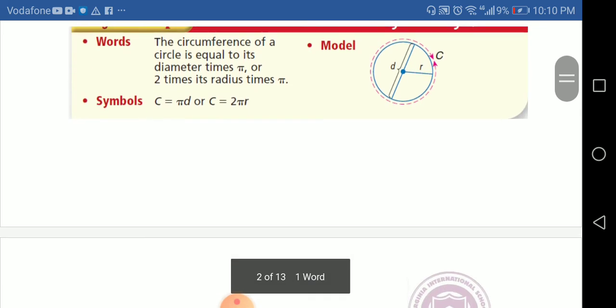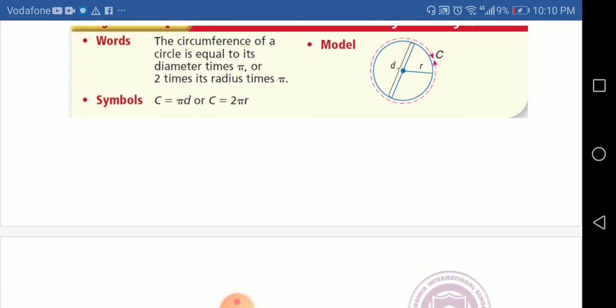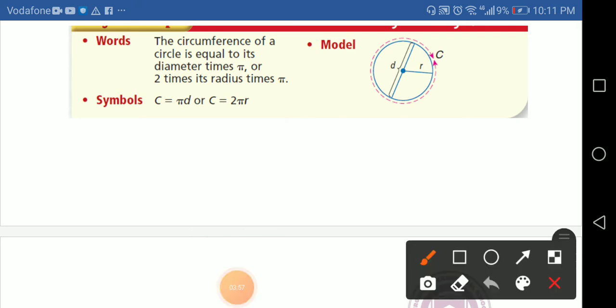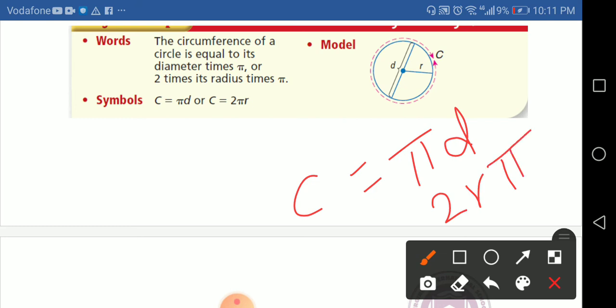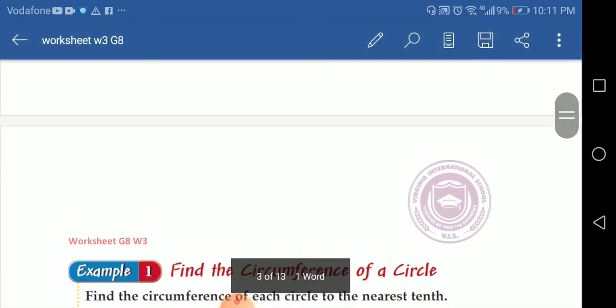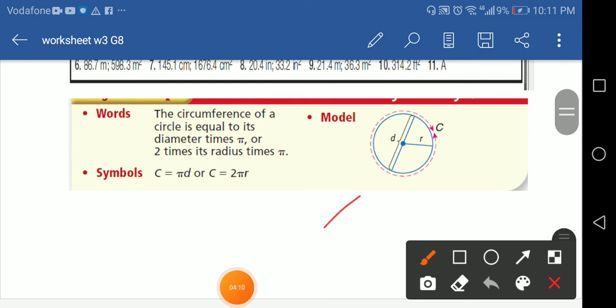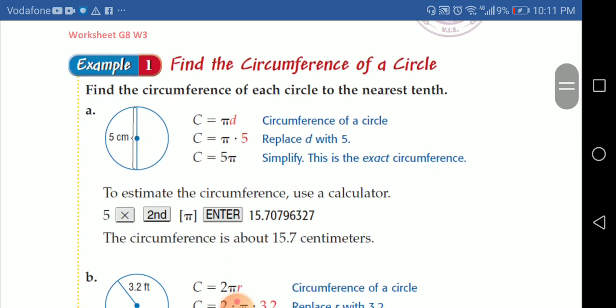Let's see some questions. Words here: the circumference of a circle is equal to its diameter, as you know, times what? Times pi. Or 2 times its radius, as we said. Circumference here is pi d, or 2r pi. And this is the drawing of the circle, and this is the diameter which passes through the center of the circle, and from the center to any point on the circle, it's the radius. We have here some examples from your student's book.